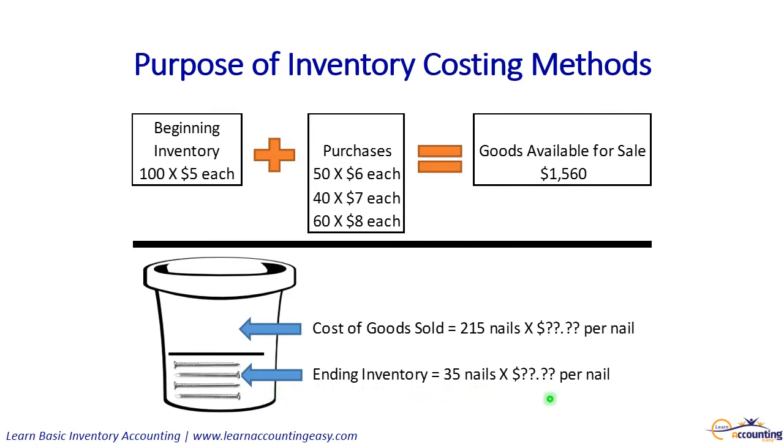Now the question is, what is the unit cost per nail? So of the 215 we sold, what should the unit cost be? Should it be $7.15? Should it be $7.80? That needs to come in here so that we can calculate what was our cost of the goods sold. To calculate the cost of the goods sold, we'll simply take the 215 nails, multiply it by the unit cost per nail, and we'll have cost of goods sold.